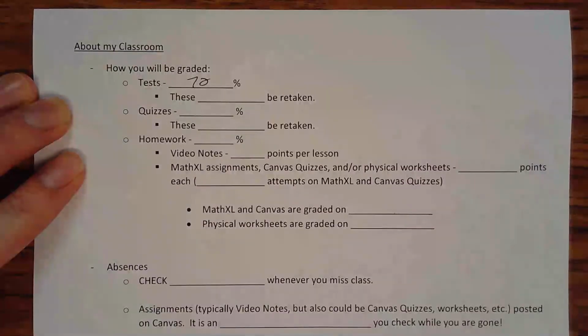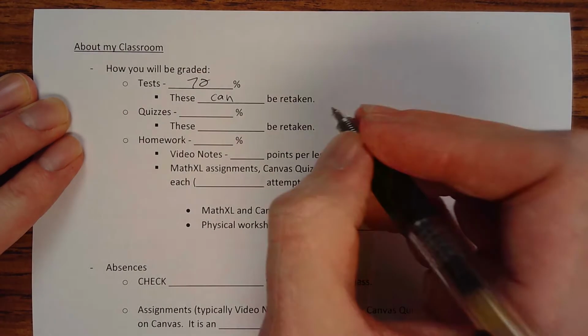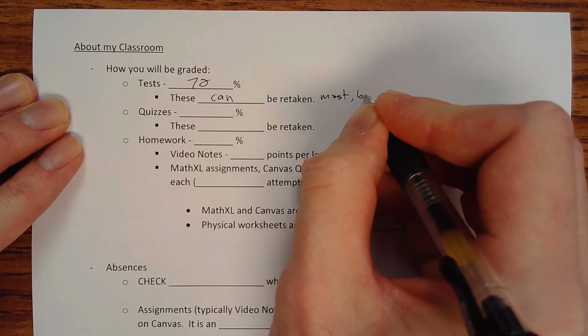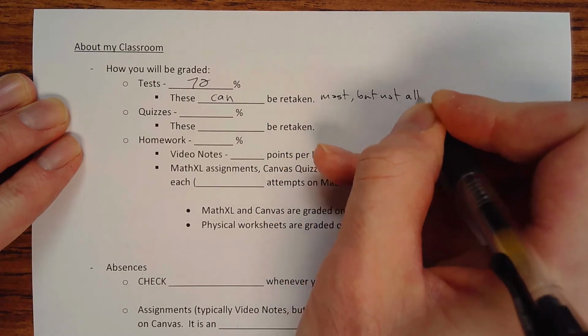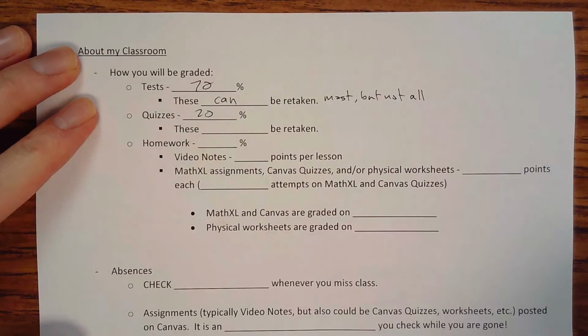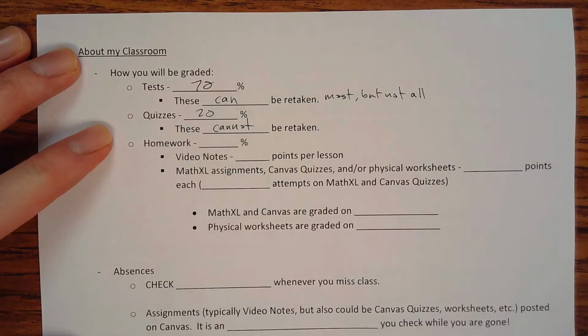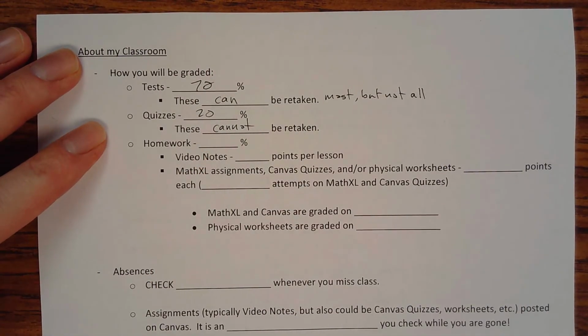Okay, and these can be retaken. You'll get one shot on a lot of them, most, but not all. So we're not going to do all retakes. Last semester in Algebra 1, we did allow you to try every single one over, and it took too much time. So there will be a few where you get one shot and that's it. So you're going to want to do your best on that one. Your quizzes are worth 20% of your grade, and these cannot be retaken. So you take it once, you're done.